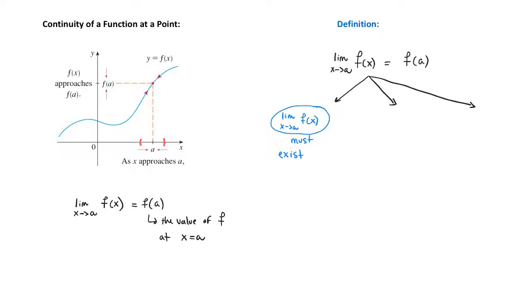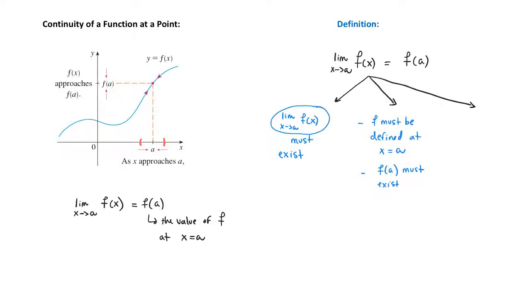Second, we are saying that f must be defined. It must be defined at x equals a. So f of a must exist. This is what we're saying here. F of a must exist.